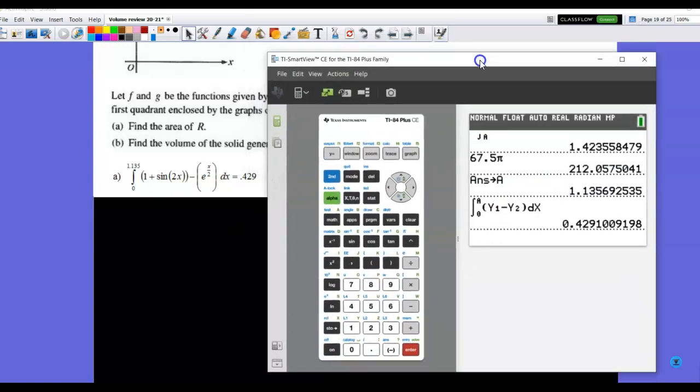0.429 would be the reported answer. You can report more decimals than 3, you just can't report less. So just FYI.